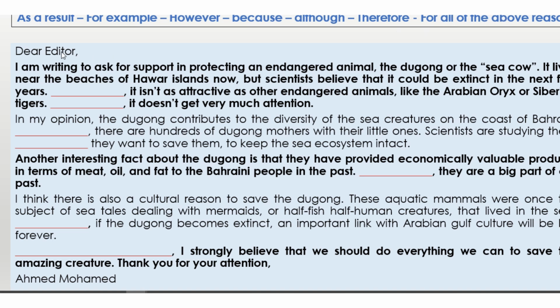Dear editor, the same introduction. I am writing to ask for support in protecting an endangered animal, the dugong or the sea cow. Where does it live? It lives near the beaches of Hawaii Islands now, but scientists believe that it could be extinct in the next few years.